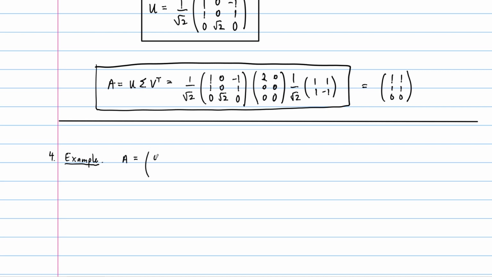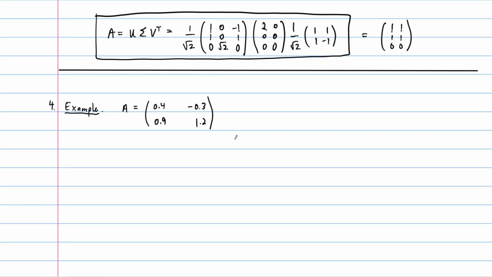So the matrix that I want to study in this one is going to be a little bit different than what we usually use. This one's going to have decimal entries, so 0.4 and 0.9 in the first column, negative 0.3 and 1.2 in the second column. And so this is our matrix A. We want to try to find the singular value decomposition of this matrix. This matrix is a 2 by 2 matrix.